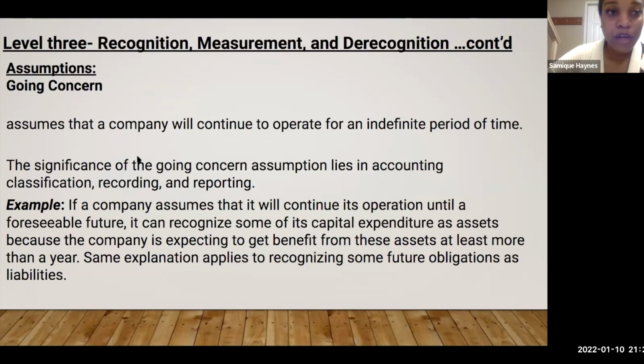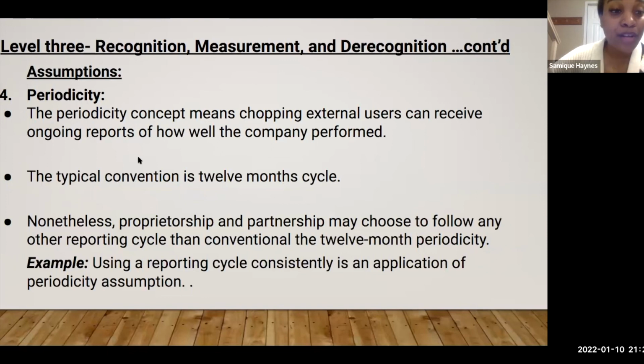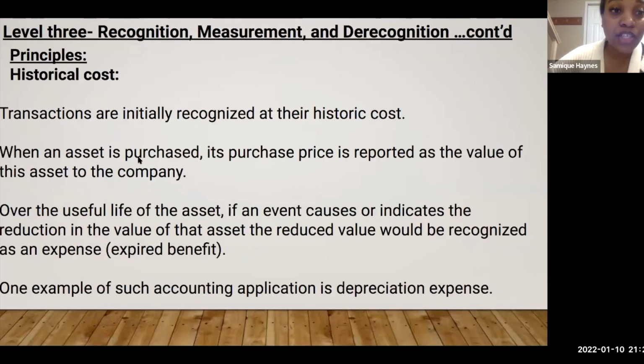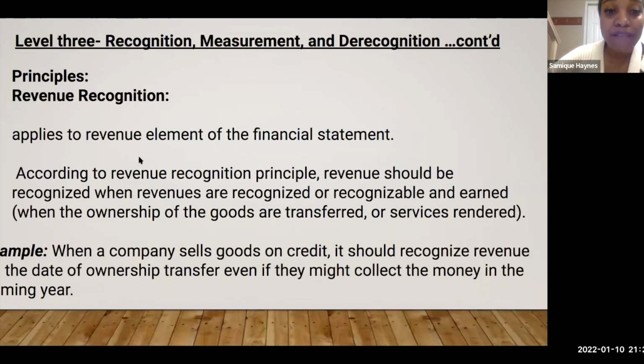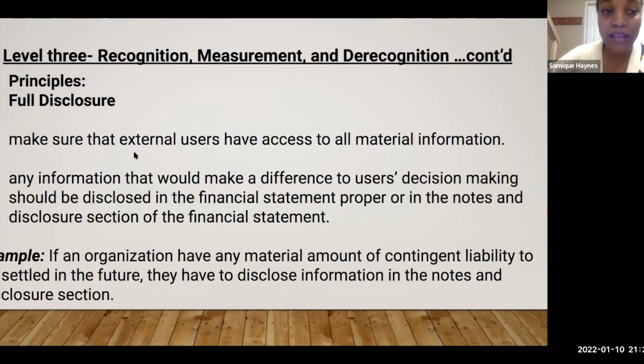And then we talk about going concern, economic business entity. We talk about a monetary unit, periodicity, historical cost, revenue recognition, which we talked about before. When do we recognize revenues? It does not matter when we receive cash. Matching principle, which also talks about expense recognition. It does not matter when we pay the cash. And we'll talk about that more in the coming weeks.